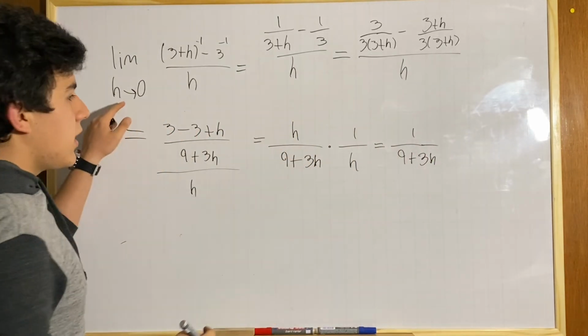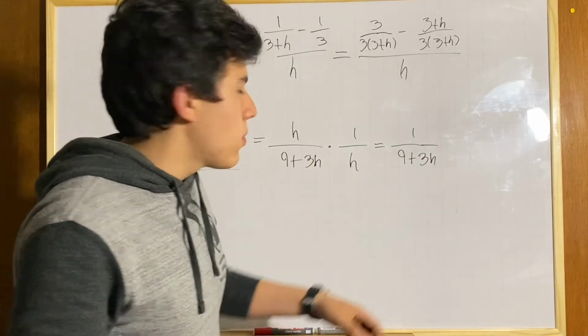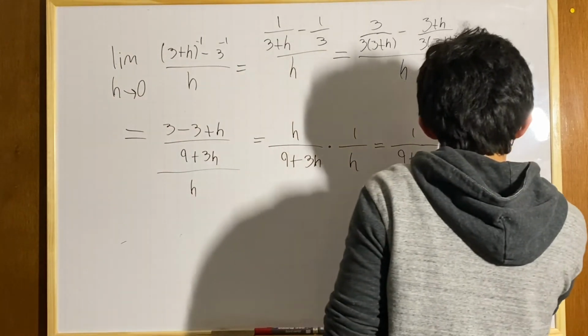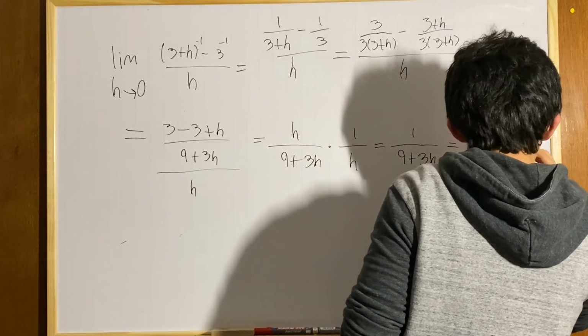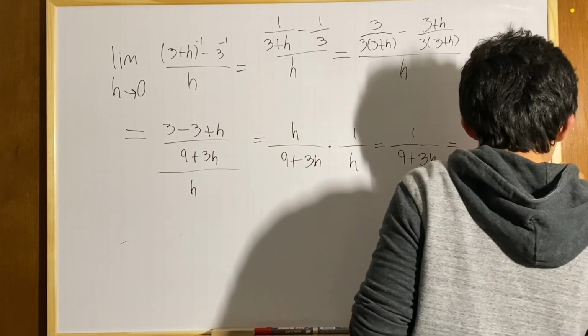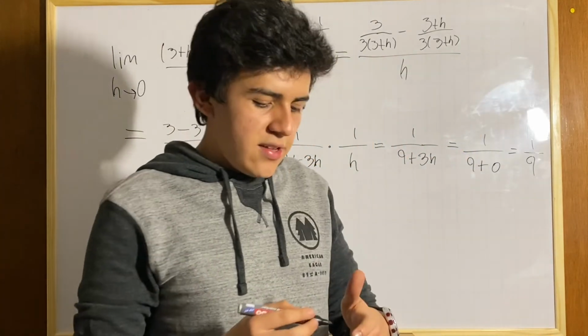And now we can plug in 0 in here. We get no problems. We get 1 over 9 plus 3 times 0, that's just simply going to be 0. And we get 1 over 9. That is our answer.